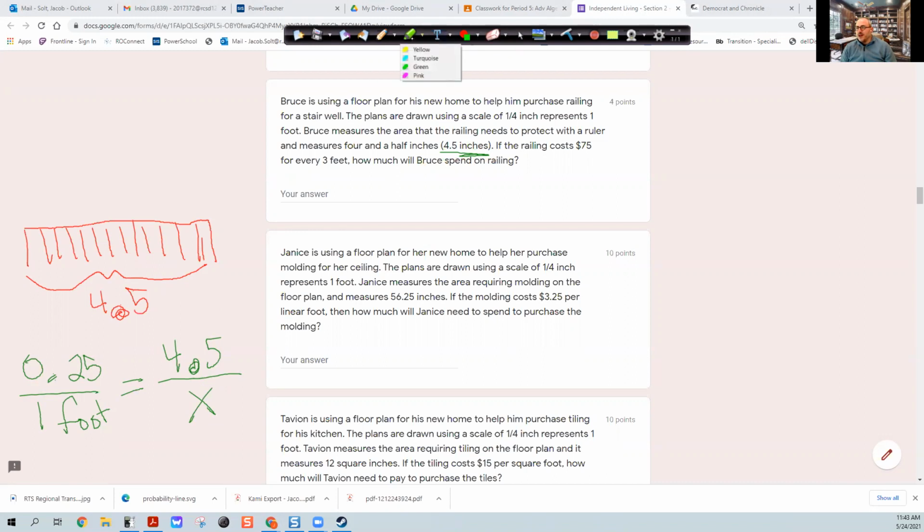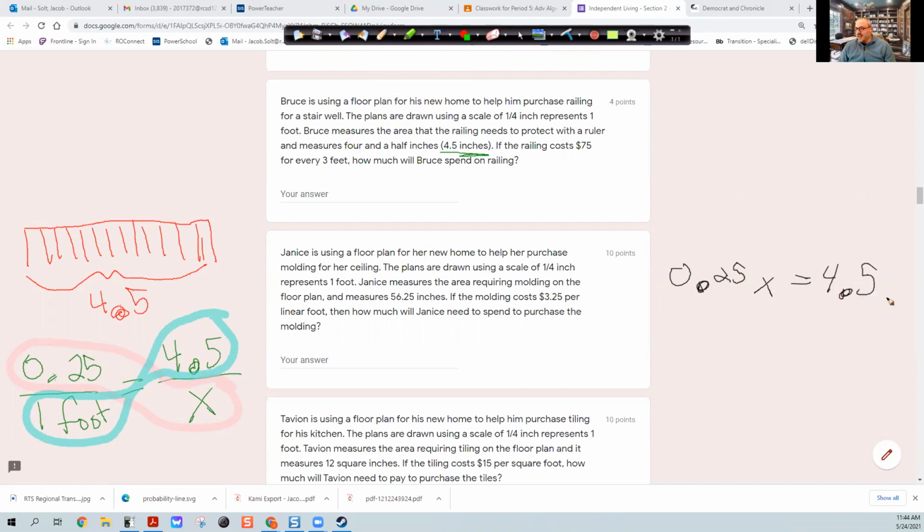I am going to then cross multiply. I need to take this and multiply that together, and then I need to take this and multiply this together. So I'll do that over here maybe. It's going to be 0.25 times x is going to equal 4.5 times 1. Times 1 doesn't change anything there. So I'm just going to solve for x. I'm going to divide by 0.25 on both sides of this equation.